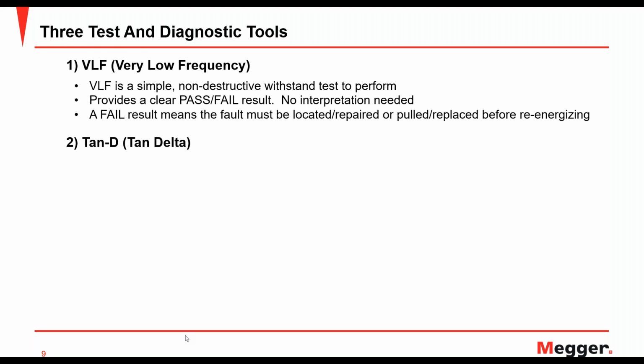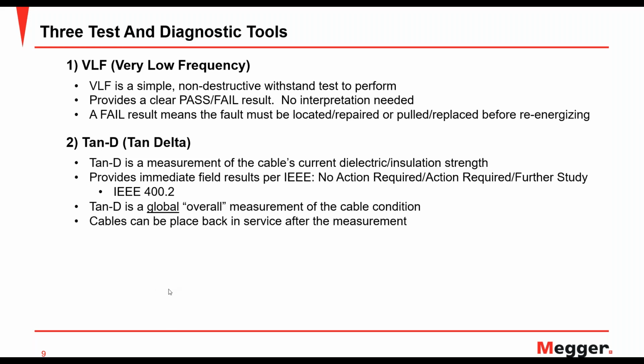Now, another valuable tool is tan delta. Tan delta is a measurement of the cable's insulation or dielectric strength. This is an integral measurement, and what that means is it's a global measurement. So if we think back to the failure mechanism slide and the global issues, this is a measurement that will help us understand if there's the presence of water trees or cellulose degradation, and give us really the overall condition assessment of that cable insulation.